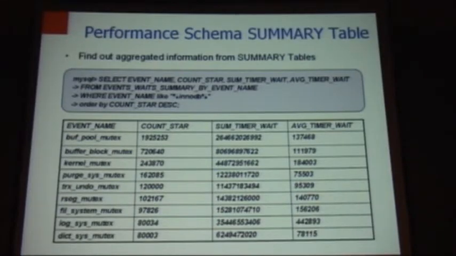So if you say, well, history gives you very limited history, I want everything, I want to have all the information, then they come with the so-called summary tables, which give you aggregate information. There are several kinds of summary tables. A summary table can be by event name. A summary table can be by instance.